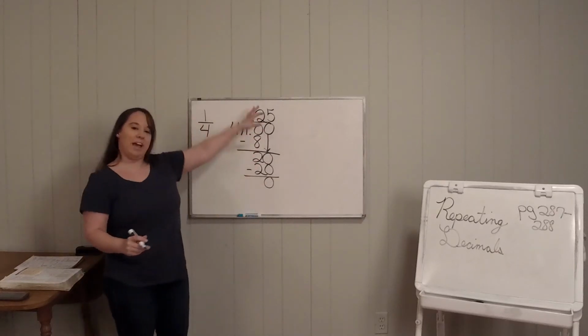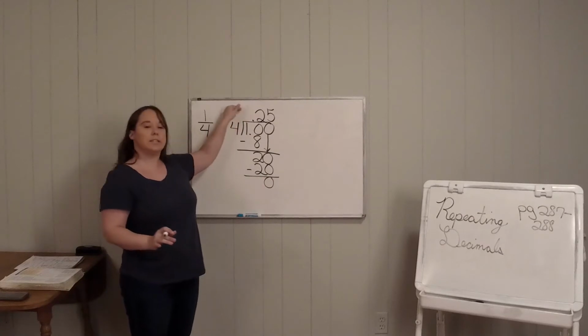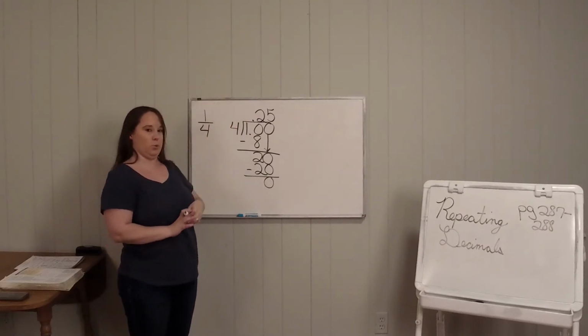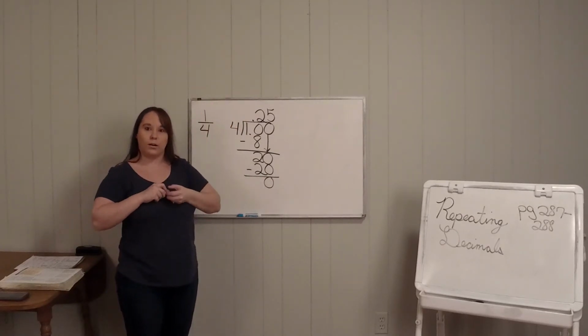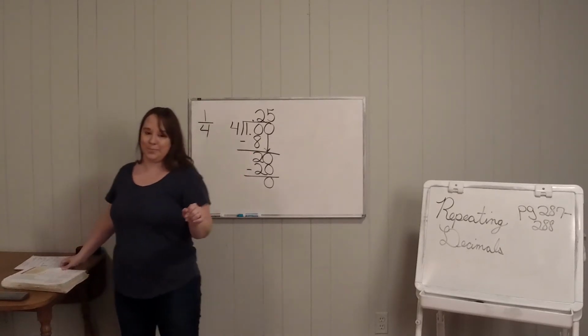Okay, we don't have to keep annexing zeros and it doesn't keep going on. It just stops. That's why this is called a terminating decimal. It doesn't keep going on and on and on like a repeating decimal. So let's keep reading.